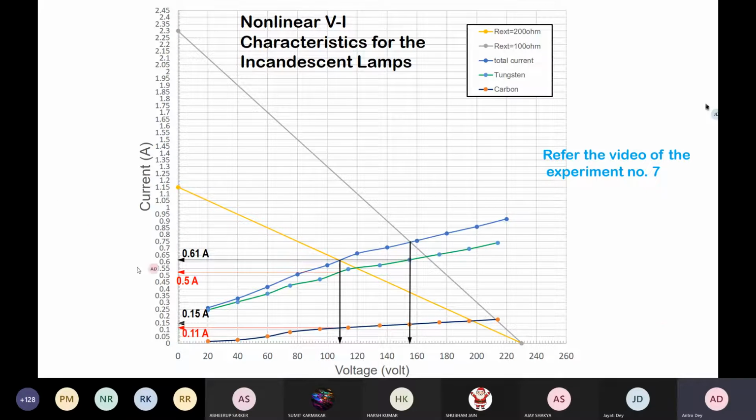So this is your, I'll just take the pen. So V1 minus IR1 is equal to V2, which is your drop across the lamps. So whenever you have a particular R, say R equal to 100.